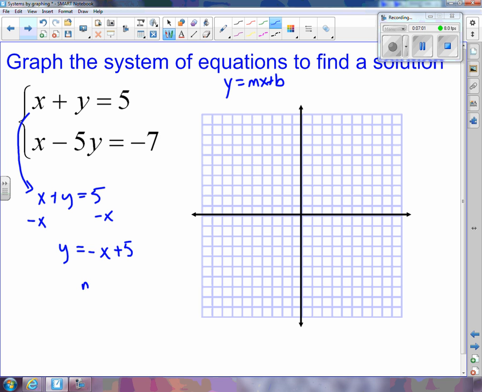Now let's identify our slope and our y-intercept. My slope here is negative 1. My y-intercept is 5. So to graph this line, I'm first going to begin with my y-intercept of 5. Then, negative 1 as a fraction is negative 1 over 1. So I'm going to go down 1 and over 1, over to the right one to get to the next point. I'm going to continue this pattern all the way, and in the other direction, and draw my line.